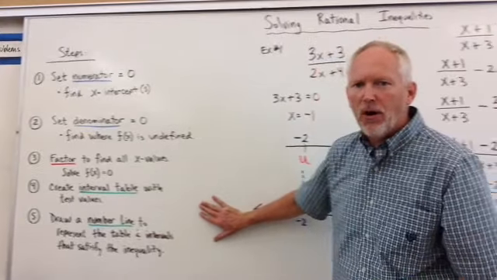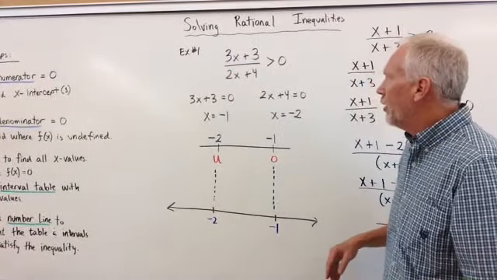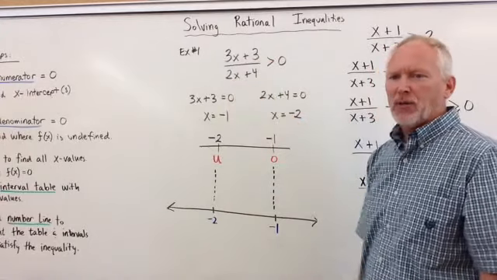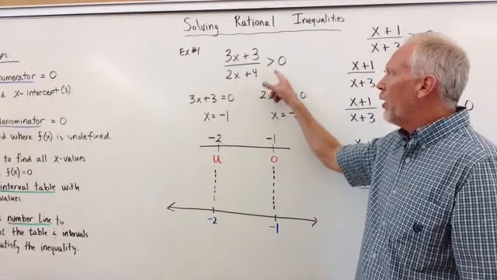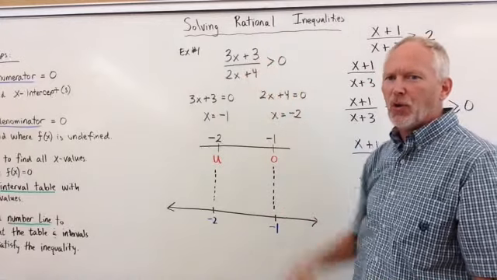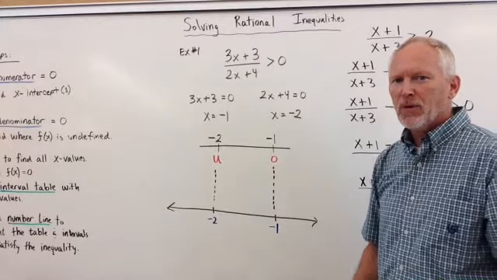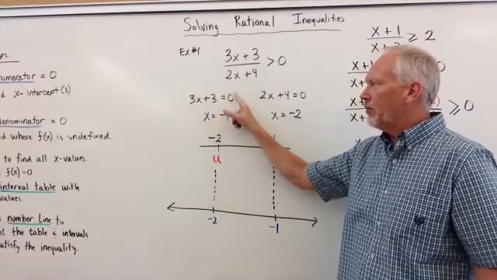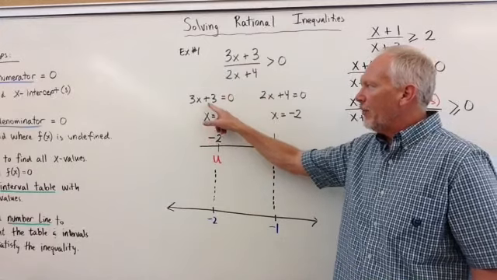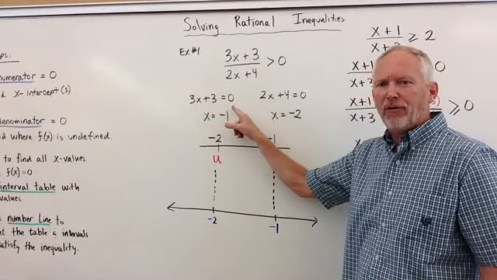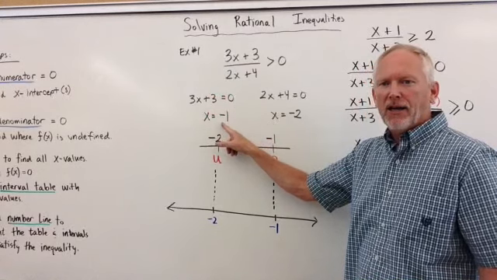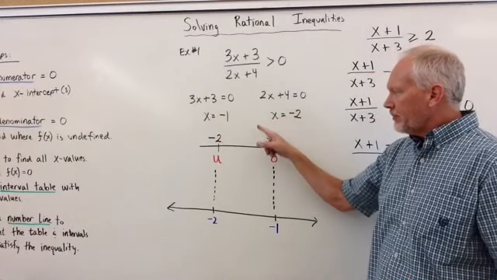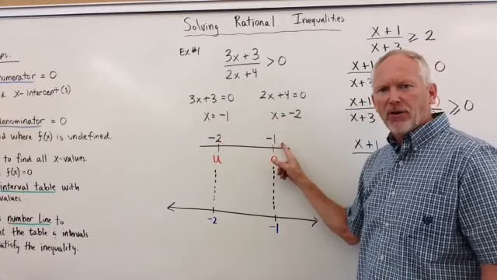Alright, so let's look at number 1. Example, here we go. So we have 3x plus 3 divided by 2x plus 4, and we want to know where this function is greater than 0. So if we look at the numerator, 3x plus 3 equals 0. If we subtract 3 and divide by 3, we get that x will be negative 1.